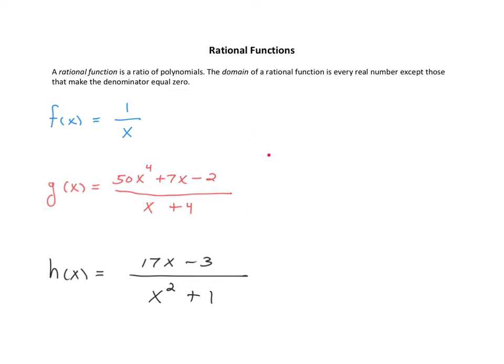Now, what are the domains of these functions? Anytime that you have a 0 in the denominator, the function won't exist. So the domain of a rational function is every real number except those that make the denominator equal 0. Looking at f of x, that's pretty simple. The only thing that you're not allowed to put in this function is 0.